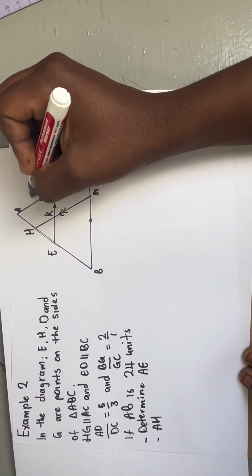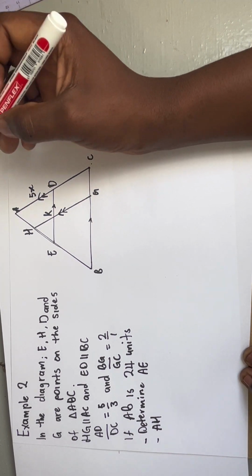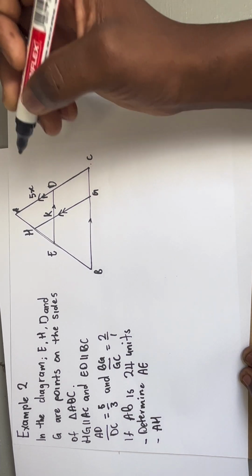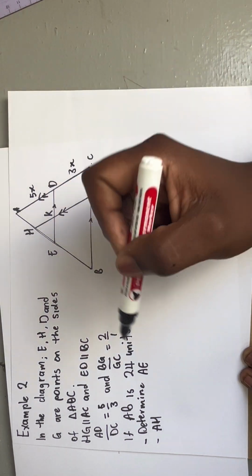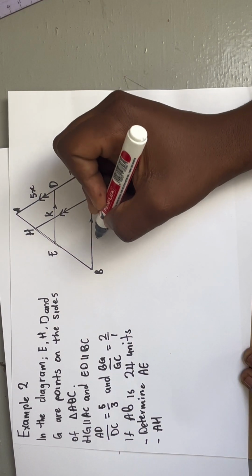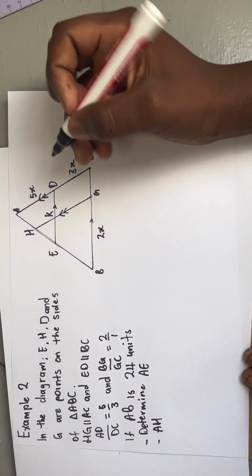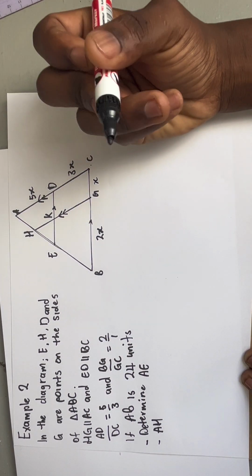So your AD is going to be 5. Usually I like to abbreviate it as 5x so that I know this doesn't necessarily reflect my actual distance. They say your DC is equal to 3, so this is going to be your 3x. And then they say your PG, which is this line, is given by 2, so this is going to be 2x, and GC is going to be 1, so I can abbreviate it as x.